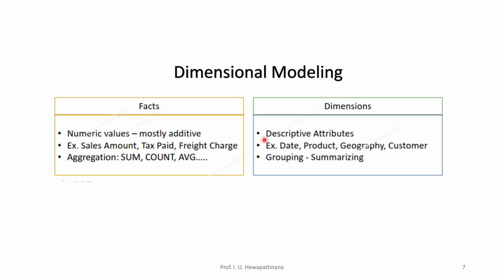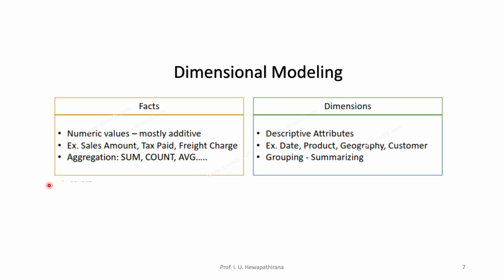We will further understand dimensional modeling. Last lesson we also covered a few concepts, but here we are going to learn in a little more detail. Basically, in dimensional modeling we have facts and dimensions. Facts are the numeric values like sales amount and tax paid, and dimensions are the descriptive attributes. They describe these facts. It can be date, product, geography, customer, things like that.